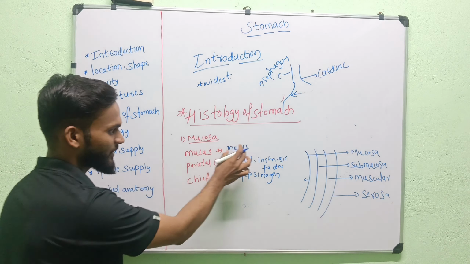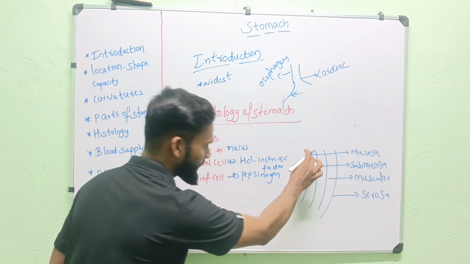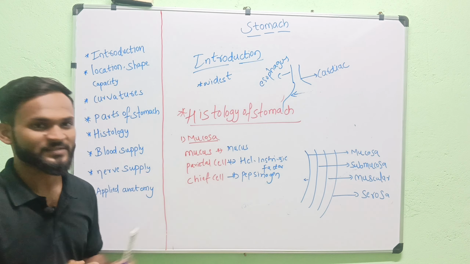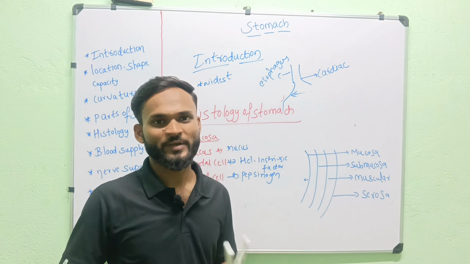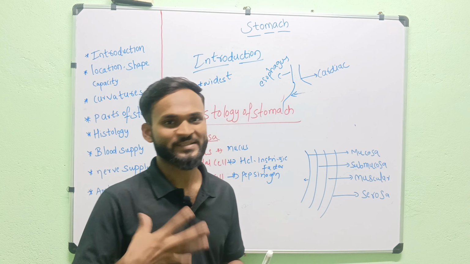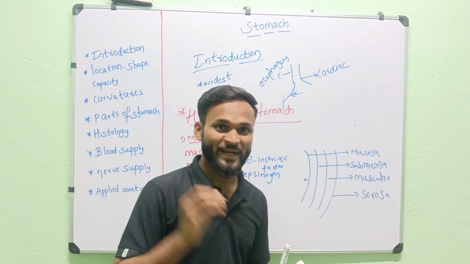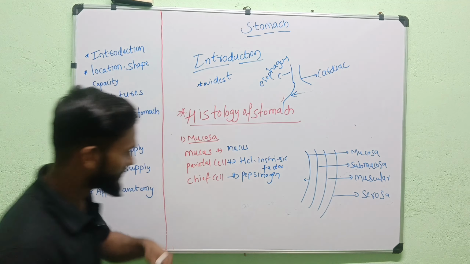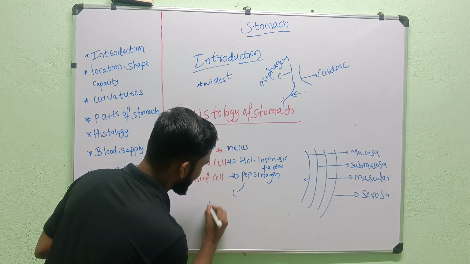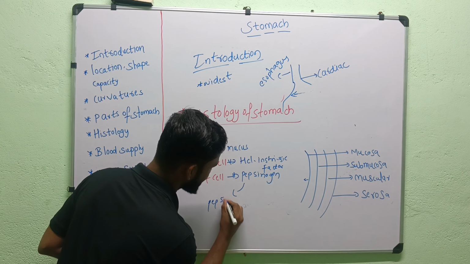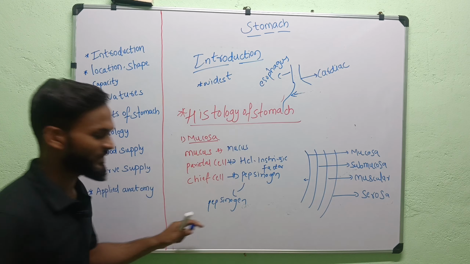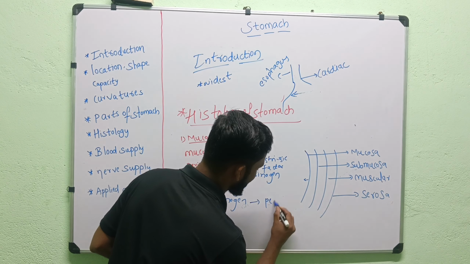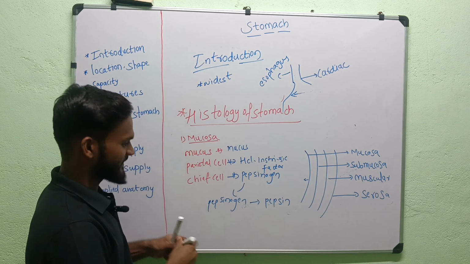The first cell is the mucus cell, which secretes mucus that protects the inner lining of your stomach. The second cell produces HCl. HCl maintains the acidic environment in your stomach for the activation of many enzymes, and it also kills any bacteria, viruses, or parasites that enter the stomach through food. Also, the function of HCl is to convert pepsinogen, which is an inactive enzyme, into pepsin. This is done by your HCl.